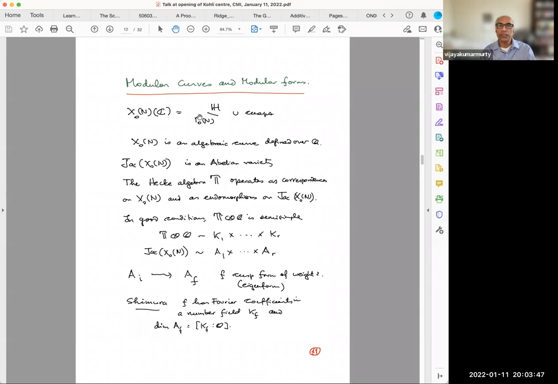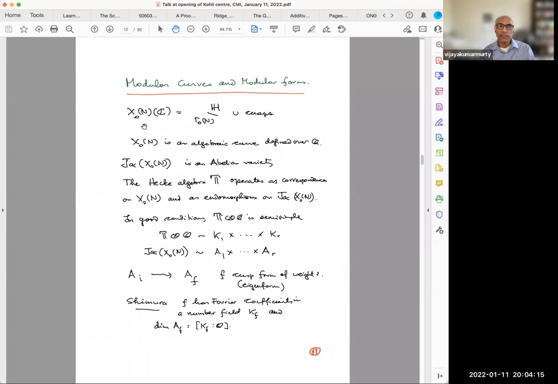When you take the quotient, you get an open Riemann surface, which you can compactify by adding a finite number of cusps. Namely, you extend this action on the upper half plane, script H, to the boundary, which is P1 of R. Again, you get a finite number of orbits for that, and those are called the cusps. When you add them, you get a compact Riemann surface whose complex points is this.